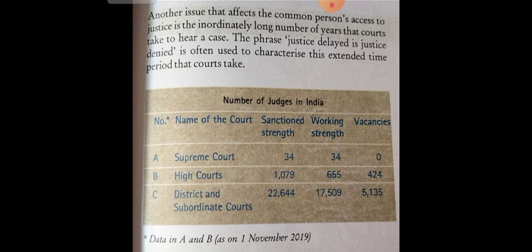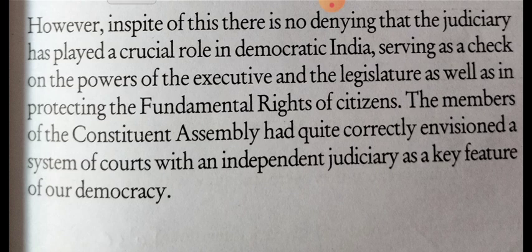Okay. So here we have the number of judges in India. The Supreme Court's sanctioned strength is 34 and the working strength is also 34. There is no vacancy. The High Courts' sanctioned strength is 1079 and the working strength is 655, and the vacancies are 424. District and subordinate courts have a sanctioned strength of 22,644. The working strength is 17,509 and the vacancies are 5,135.